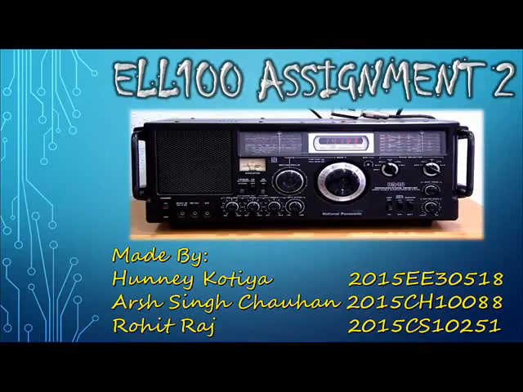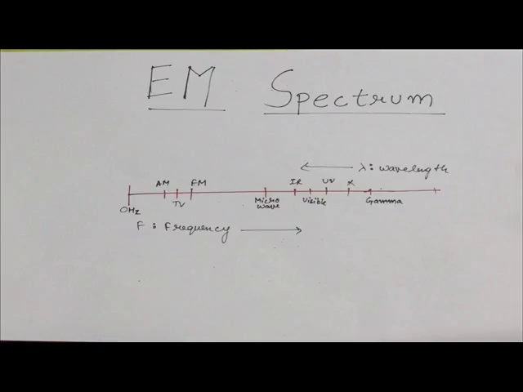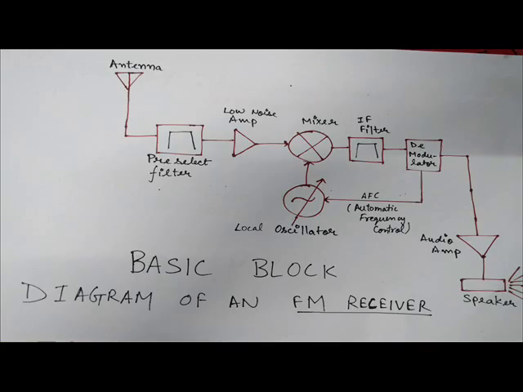We present to you our second ELL 100 assignment through which we explain the basic functioning of a radio receiver circuit. First, let us familiarize ourselves with the EM spectrum. As you move towards the right, the wavelength decreases and the frequency increases. We can see that the FM waves have pretty low frequency and pretty high wavelength. Now, the main point of focus here will be the FM waves, and we don't need to care about the rest right now.